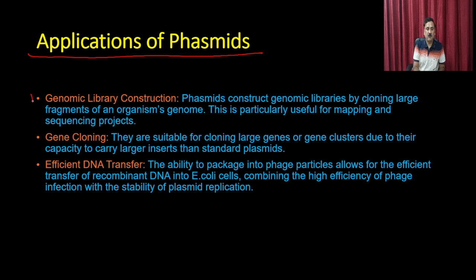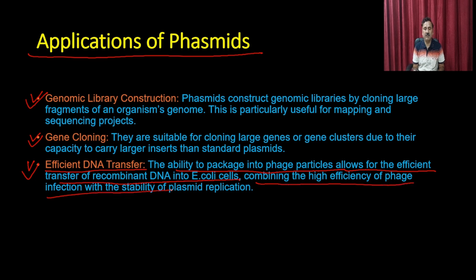It can be used for genomic library construction, it can be used for gene cloning, and it can be used for efficient DNA transfer, because it is utilizing the features of the bacteriophage. The ability to pack into the phage particle allows for efficient transfer of the recombinant DNA into the E. coli cell, combining the high efficiency of the phage infection with the ability of plasmid applications.